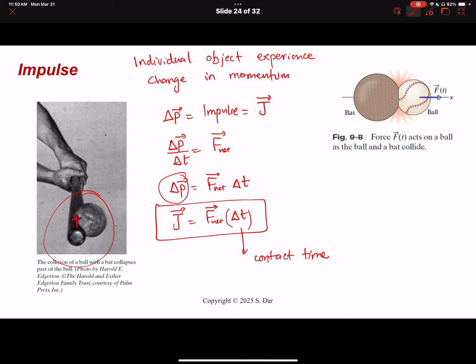Now, if we take a human as you and the soccer ball as one system, there is no change in momentum. But if we consider individual objects, like your foot as a separate object and the soccer ball as a separate object, each one will experience a change in momentum. So each one will have an impulse. Impulse is just change in momentum, so units are kilogram meters per second.